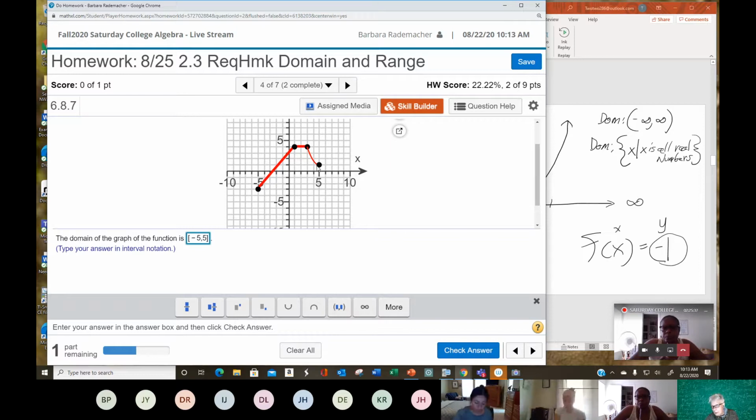It doesn't have arrows here. It has solid dots with nothing coming after or on the outside of those end points. These are the end points. The domain is going to be negative 5 to positive 5, which is, all right, here's how they ask us to write this. Oh, and down here, it says type your answer in interval notation because it's so much easier to type.